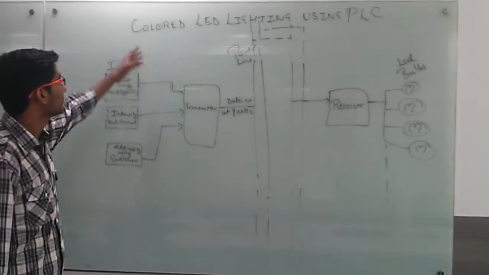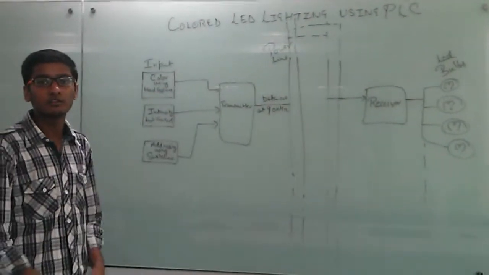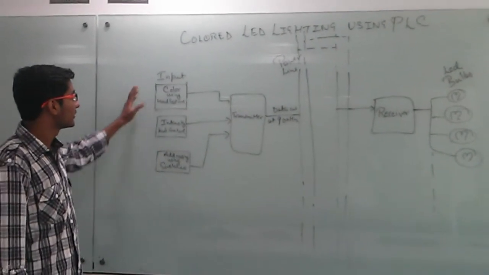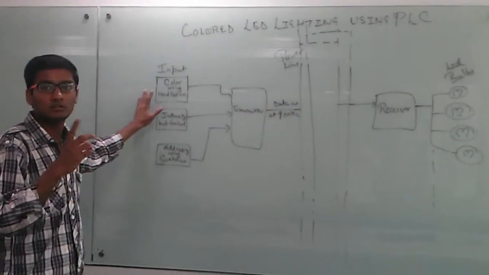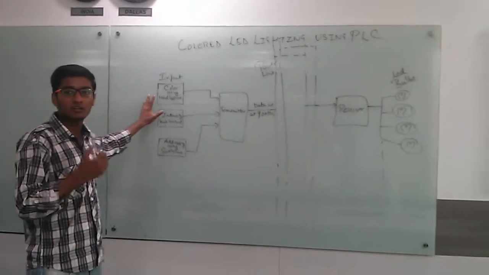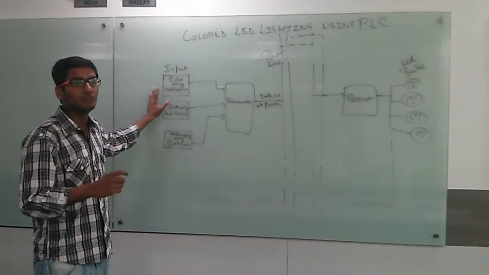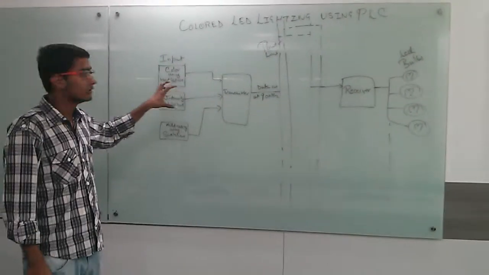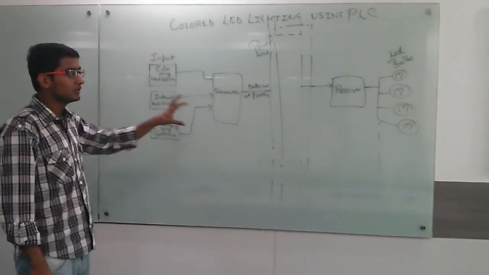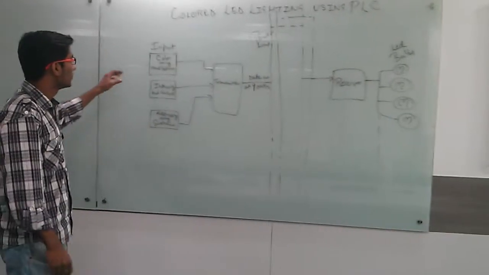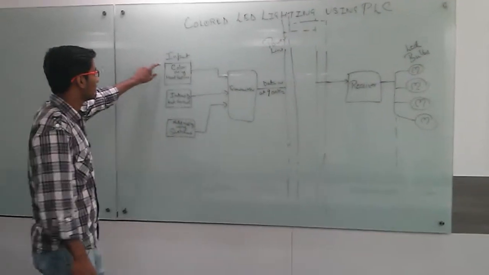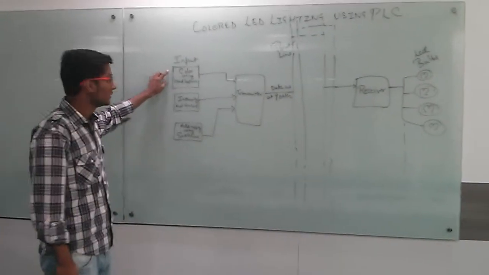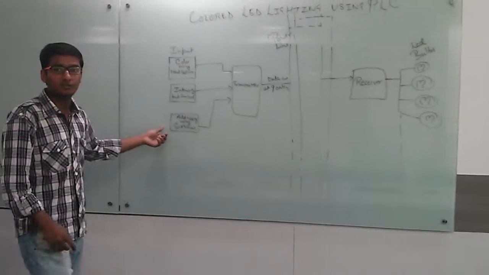Hello, this is a project on colored LED lighting using power line communication. So basically what we are doing in this is controlling the lights in the room, and we can change the colors and intensity, and we can address any bulb, and we can control it using this interface that we will place in the switchboard. The input has three controls.